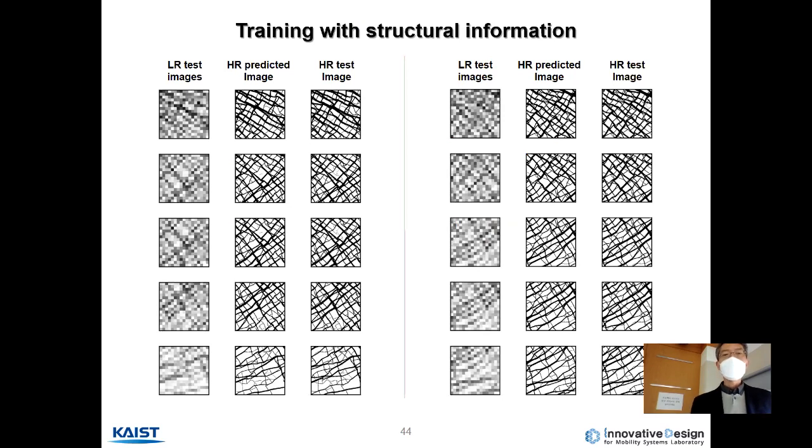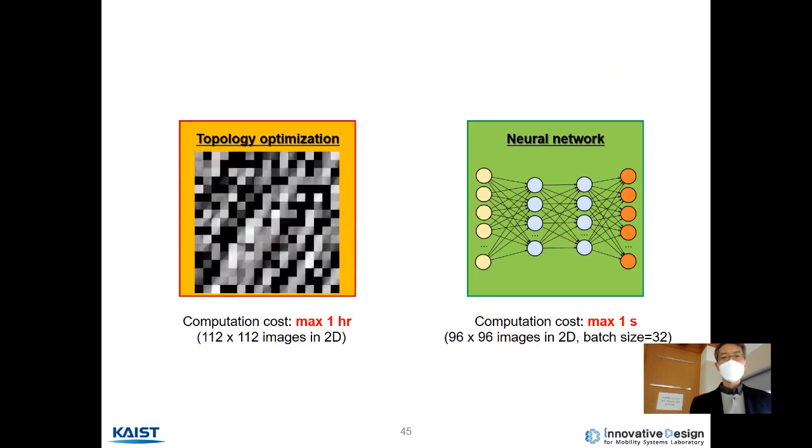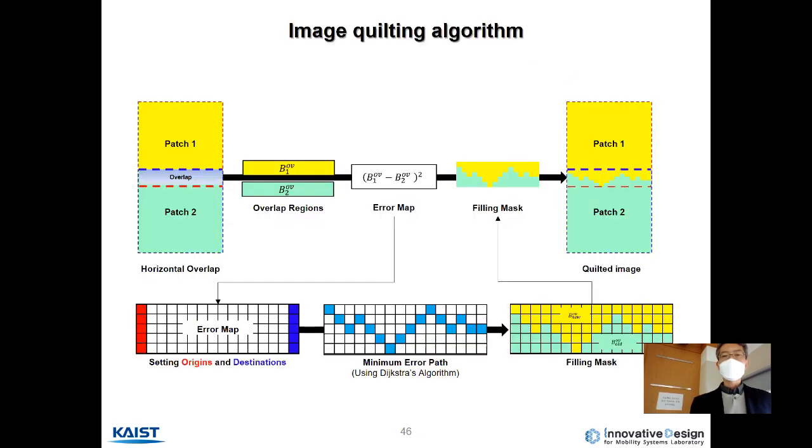Interesting is when you compare with the reference images, it seems good, right? And also compared with the original topology optimization, which took 1 hour, in these cases it took much less than 1 second, right? So, it's good. And then this is only patchwise reconstruction.